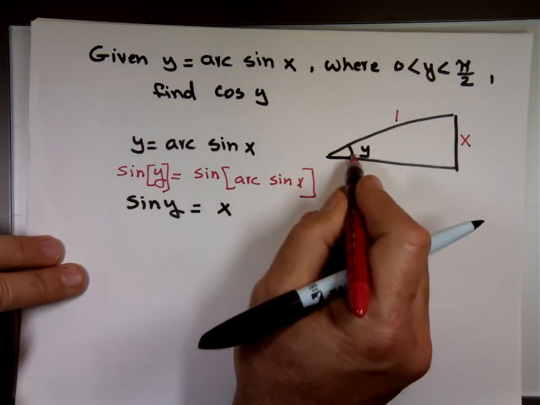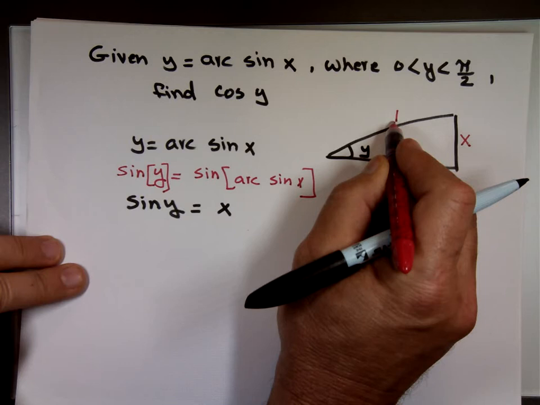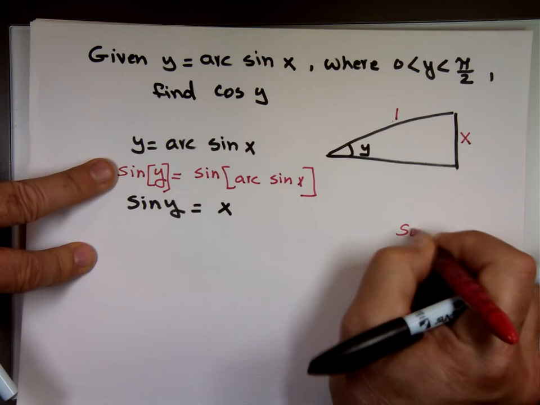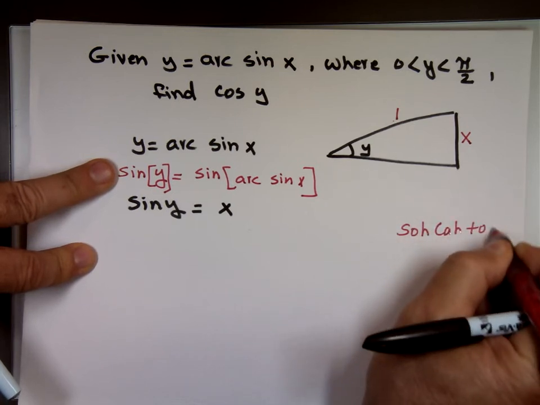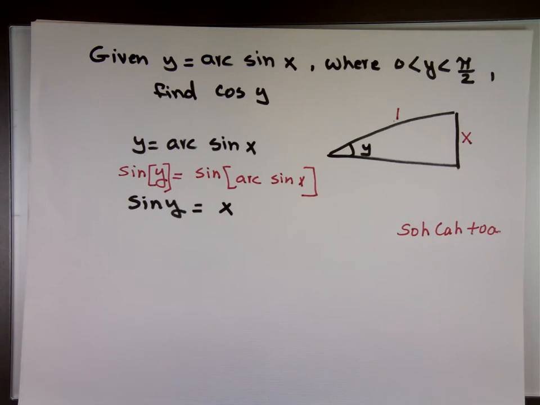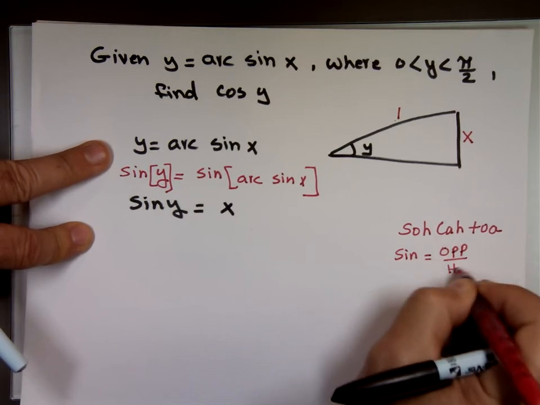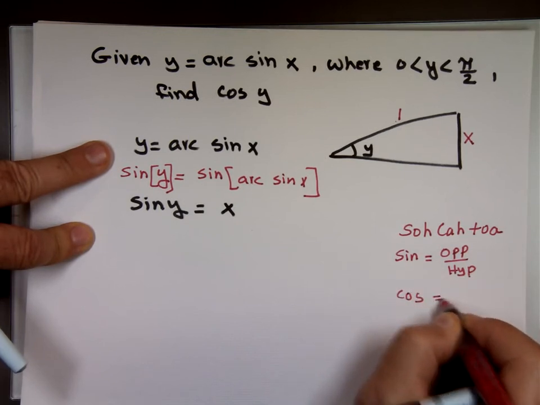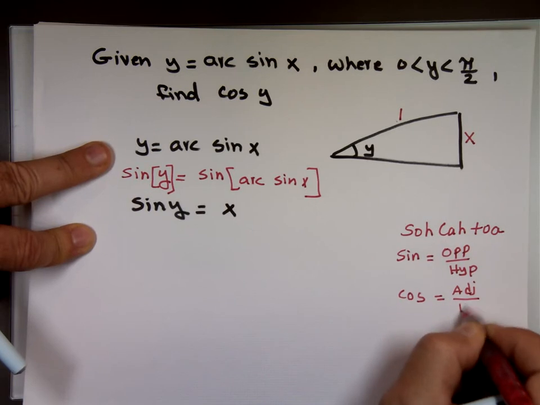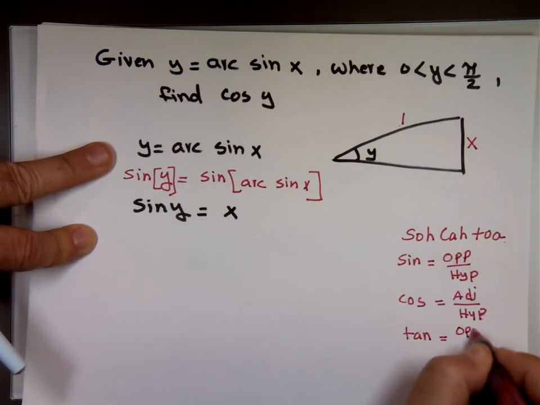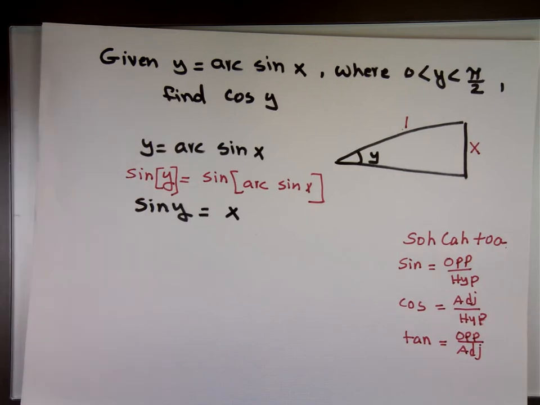What is the sine of this, using this trig here? Opposite divided by the hypotenuse. Remember that from trig? SOHCAHTOA, in case you forgot. The sine equals opposite over hypotenuse. The cosine equals adjacent over the hypotenuse, and the tangent equals opposite over adjacent. These are the basic trig functions, sine, cosine, tangent.